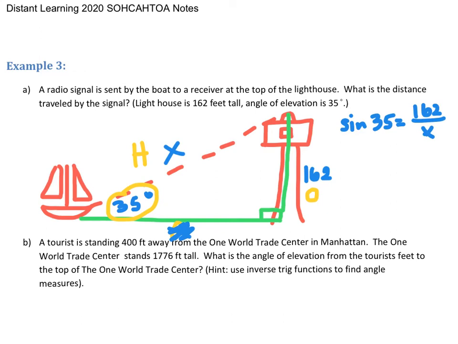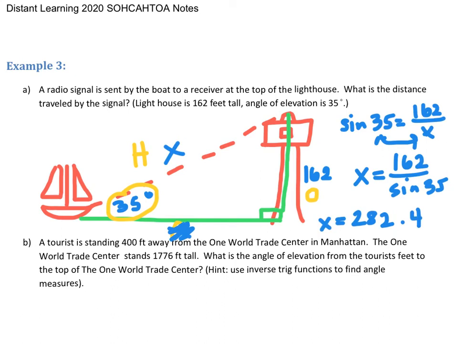Now we just did the algebra on the last problem when my x is down in my denominator. And really what happens is these two just change positions. So to find x, x is going to equal 162 divided by the sine of 35 degrees.